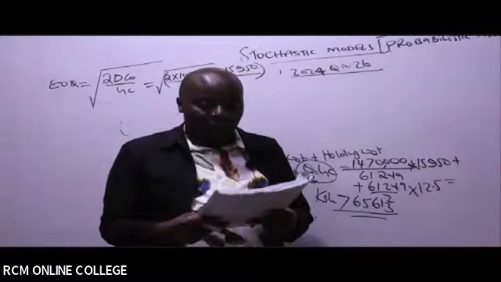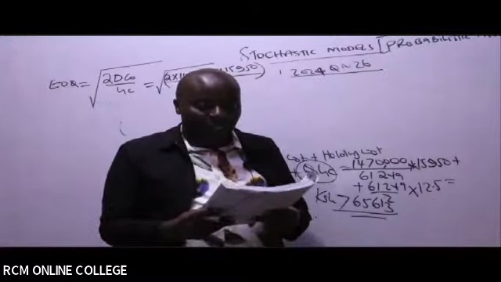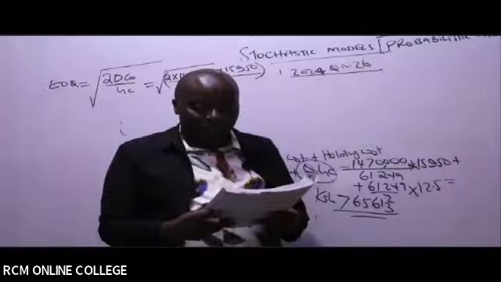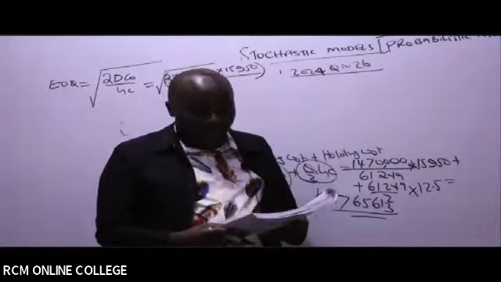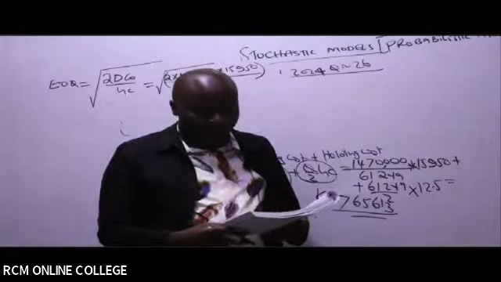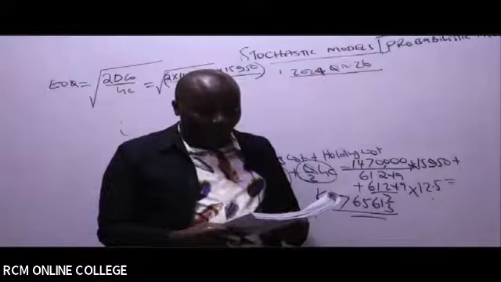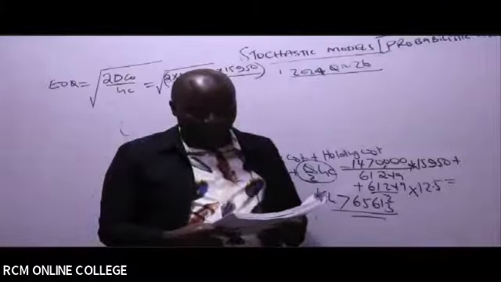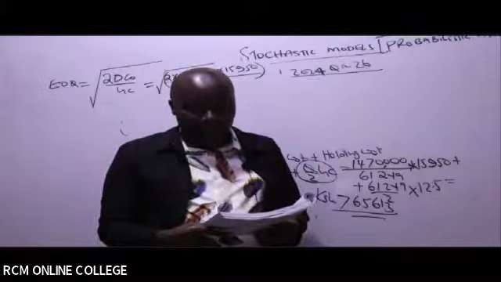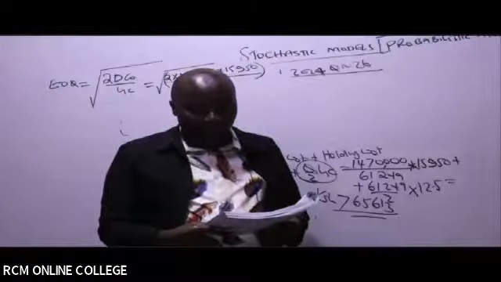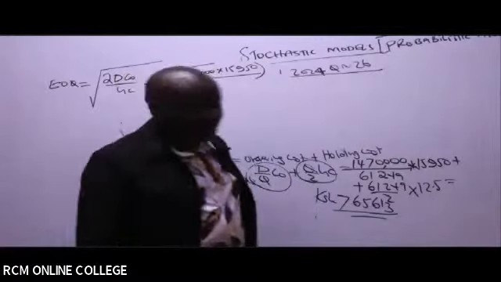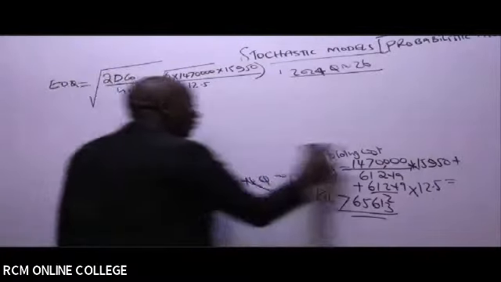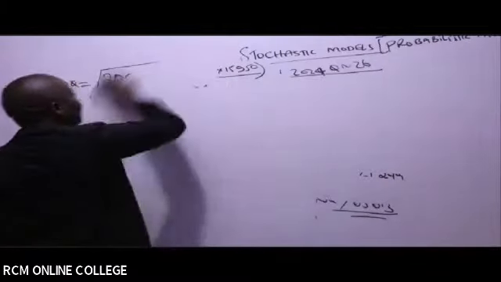So number three, they want us to calculate the current level of safety stock implicit in the current reorder period. So in this particular case, what do I need to do? I need to calculate what we call the reorder level. So the first thing we need to do here is to calculate the reorder level.